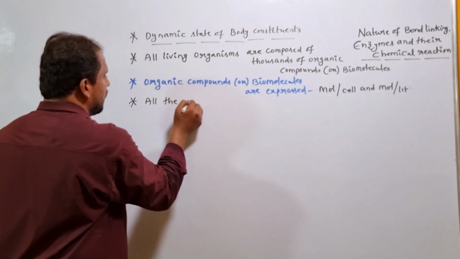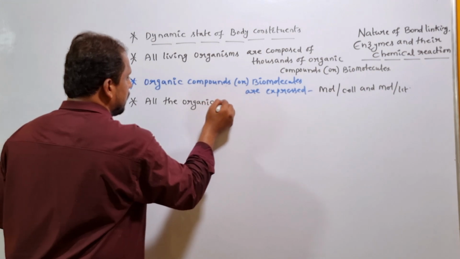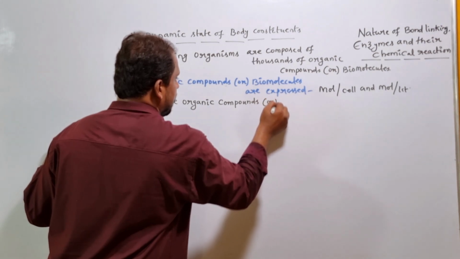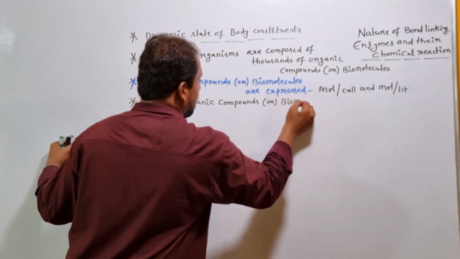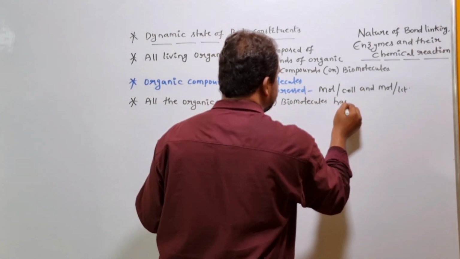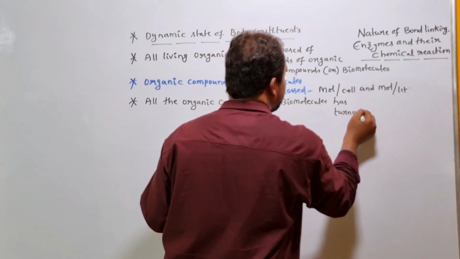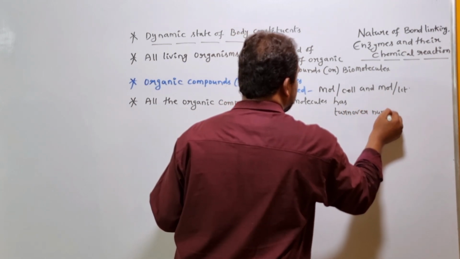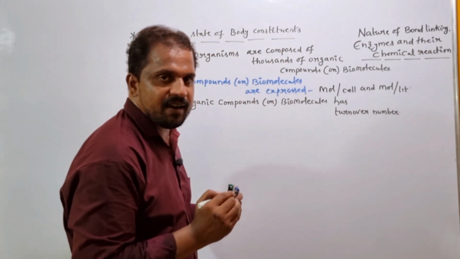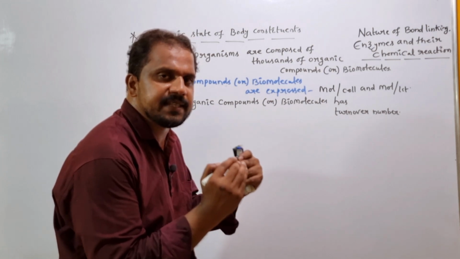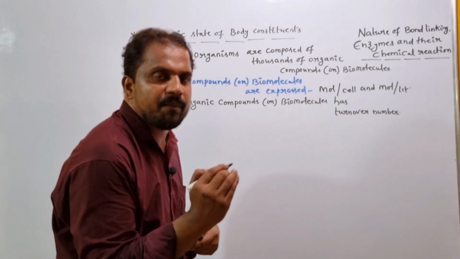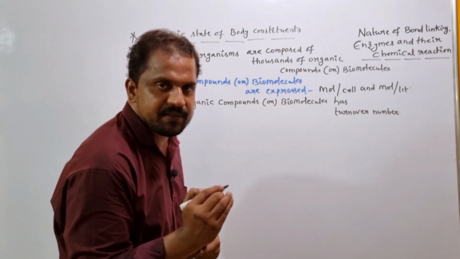All the organic compounds or biomolecules have a turnover number. So what is the meaning of turnover number here? The meaning of turnover number is that all these organic compounds or biomolecules are capable of being synthesized rapidly, and they are capable of transforming from one form to another form by taking advantage of chemical transformations. Is it clear?